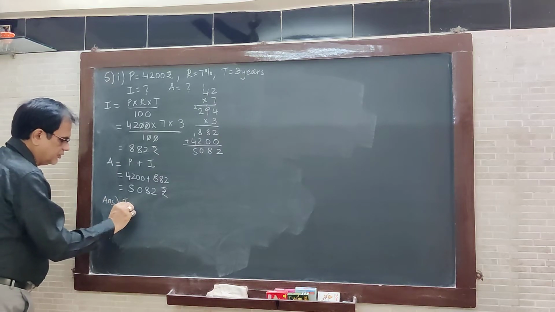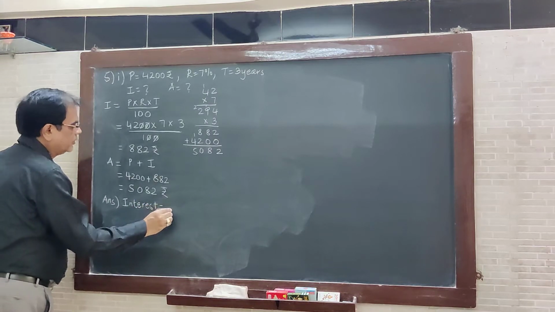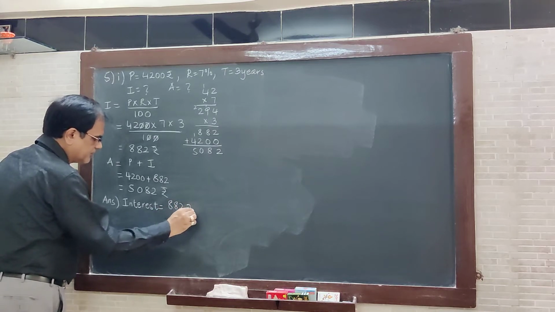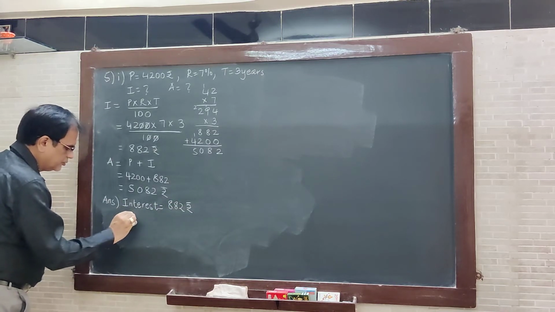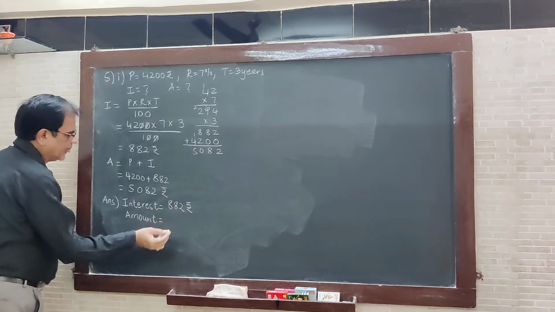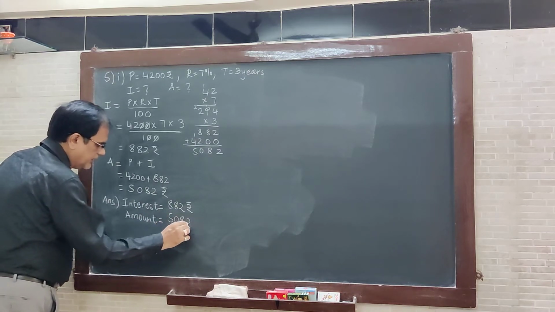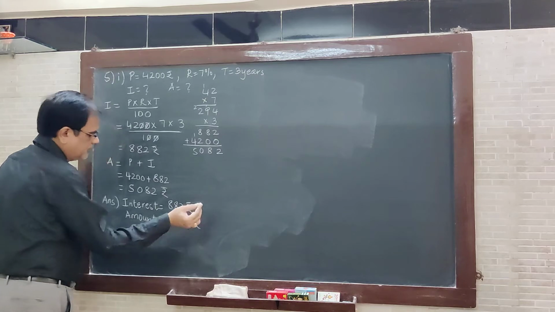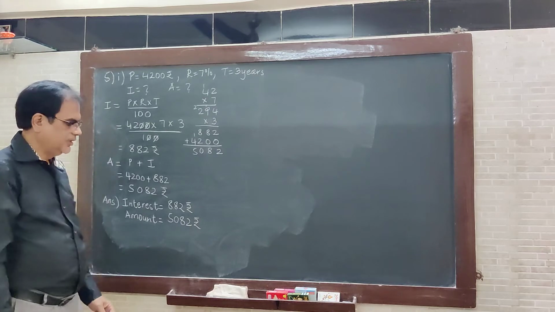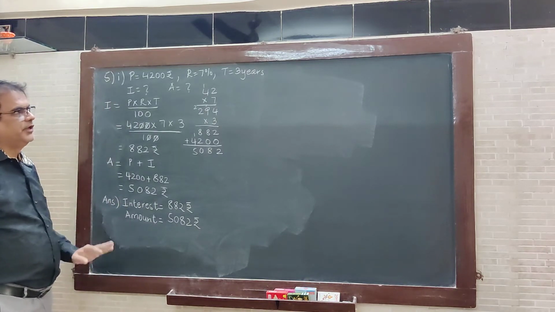Okay. So final answer, interest is equal to 882 rupees and amount is equal to 5,082 rupees. This will be your final answer for sum number 1. Question number 5, sum number 1. Copy it very properly in your notebooks.